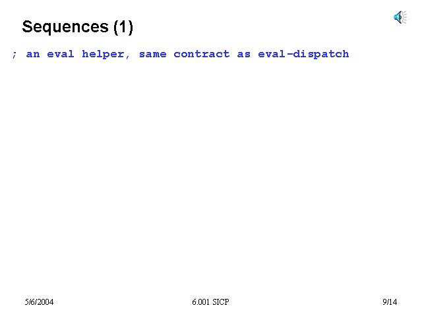Second place where it's going to help is with sequences, things that begin with begin, for example. As before, this is a helper for eval. It has the same contract as eval dispatch. It expects an expression in exp. It expects an environment in env. It expects a continue point in continue. And it's going to come back to there with an answer in val.